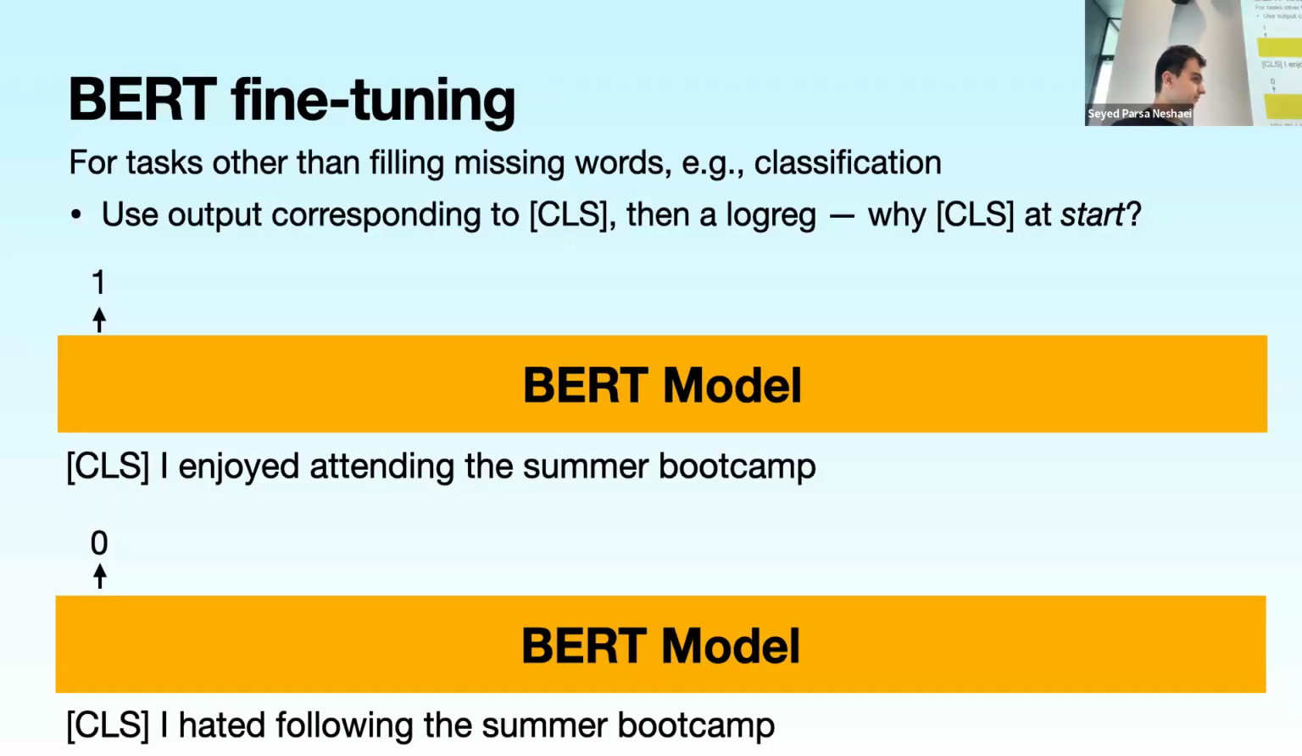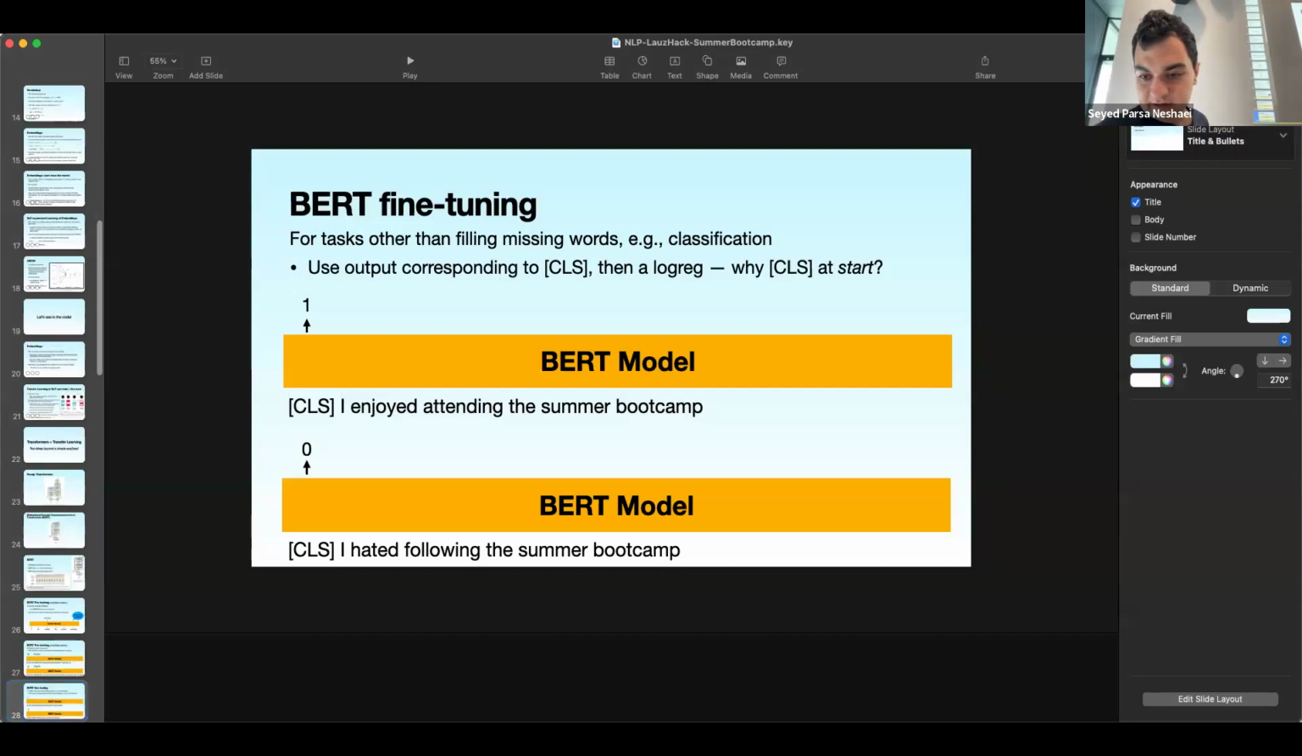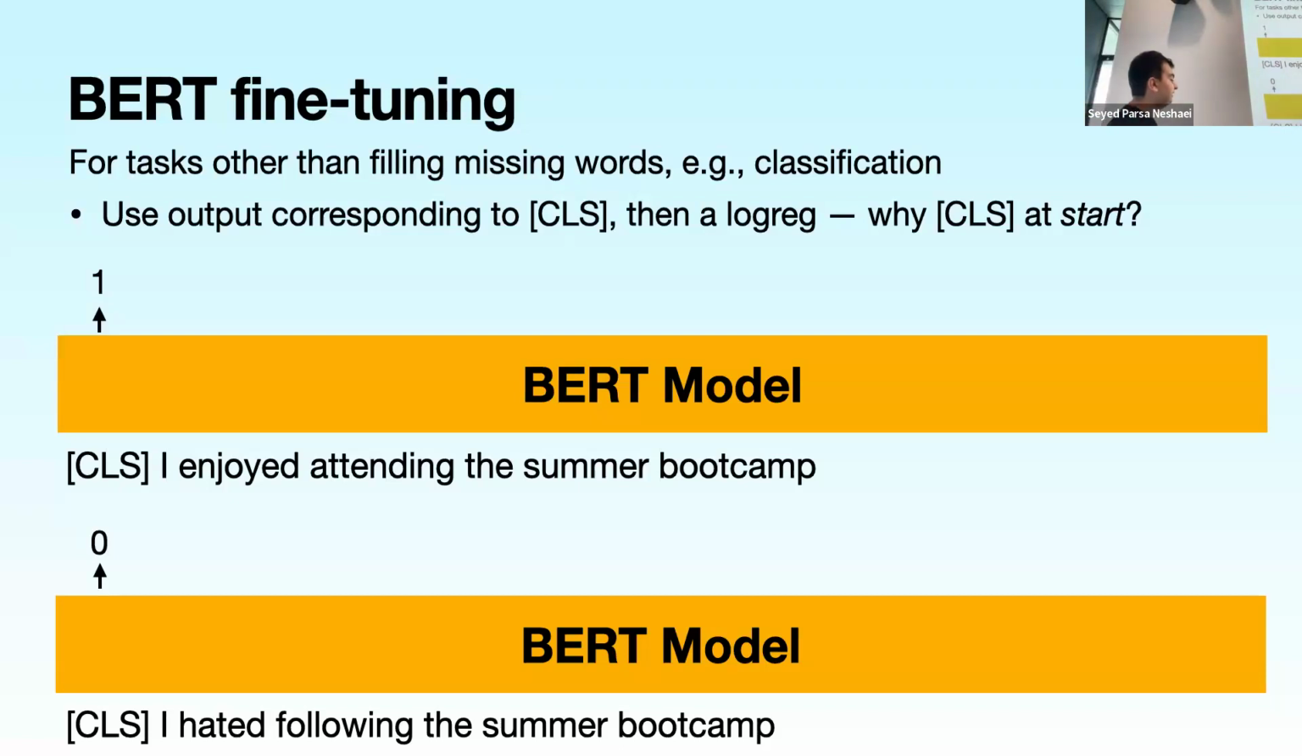classification. Classifying a sentence as happy or sad, or classifying an email as spam or not, or multi-sentence classification, or things like that, multi-class. So for tasks other than filling missing words, and also whether two sentences come after each other, you need to fine tune. What people usually do is to use the output of this token, the CLS token, in our fine tuning criteria.